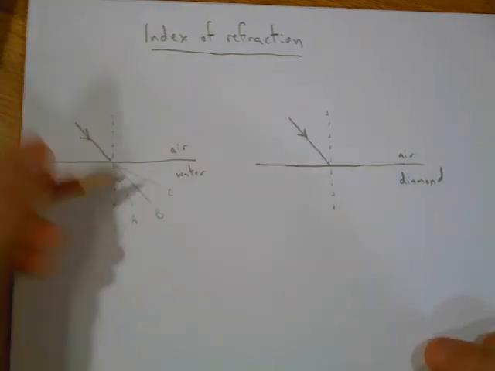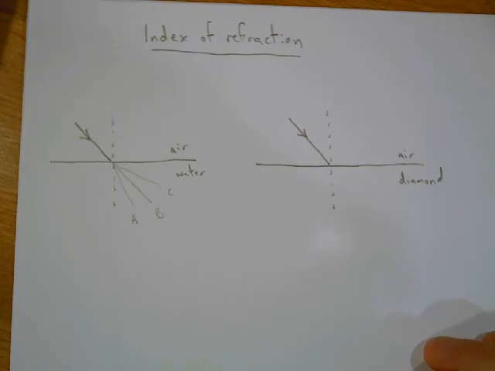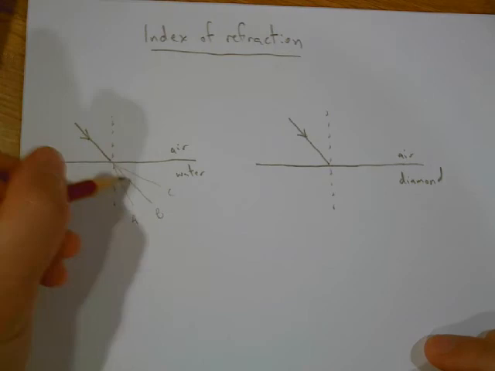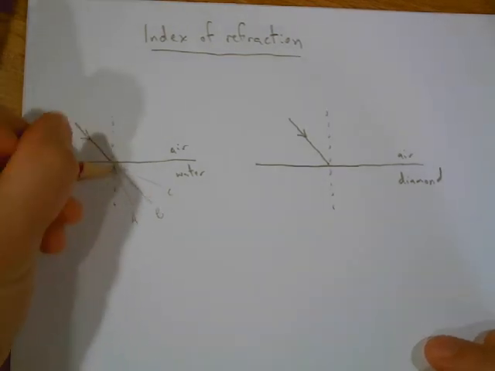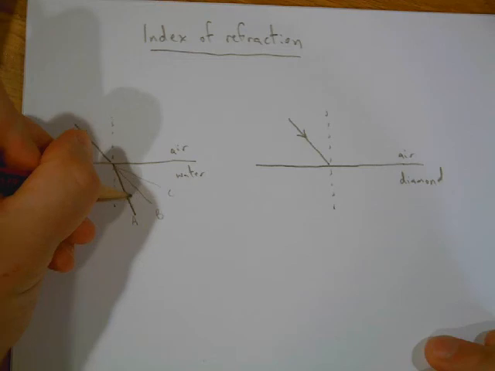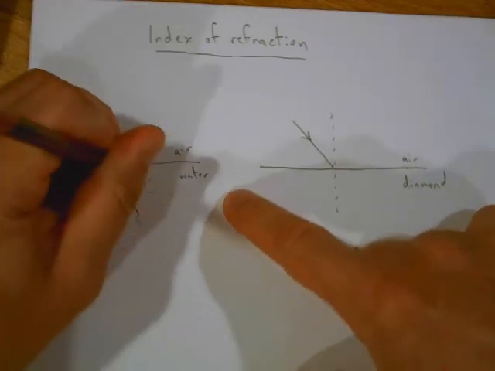But with this one, well, when the light goes from air to water, the light is going to slow down. Why? Because it's harder for the light to travel through water than it is air. Well, if it's going to slow down, it's going to bend down toward the normal line. So if you look, this would be if it went straight. So if it's going to bend down toward the normal line, it's going to go like this. Okay? So the correct picture would be that one.